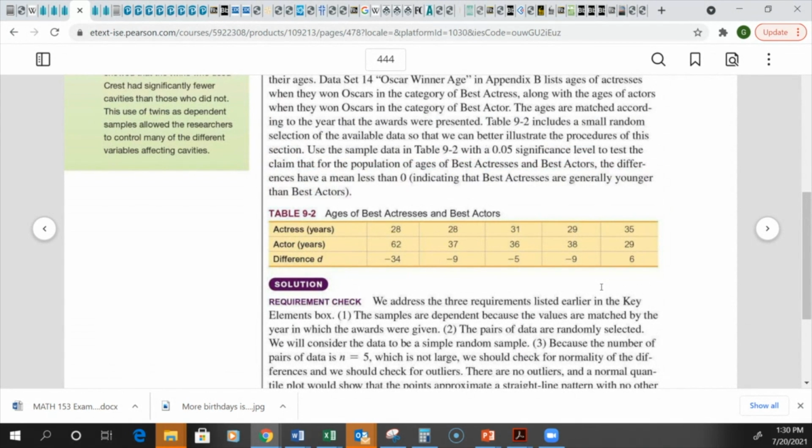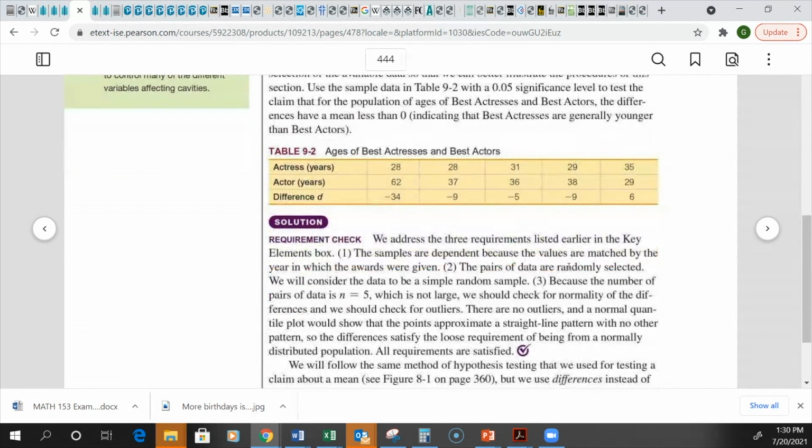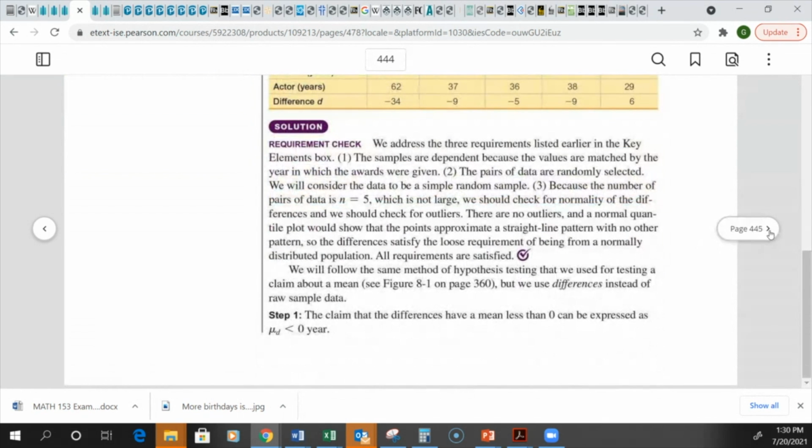And you say, don't you need like 30? Well, not if they're normal. And I guess they are. So they've checked this. We should check normality. And so somebody did this. They put it on a dot plot, and they don't see outliers. And the normal quantile plot, it kind of looks straight. And so everything's good. And then they just subtract.